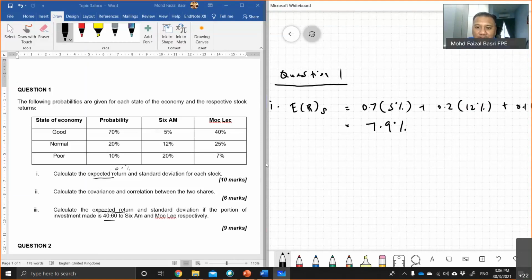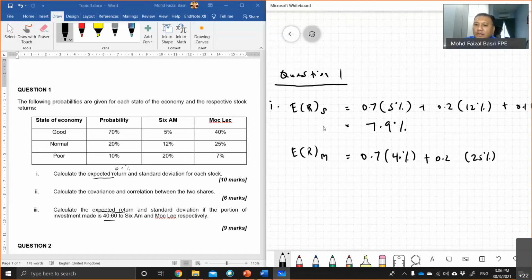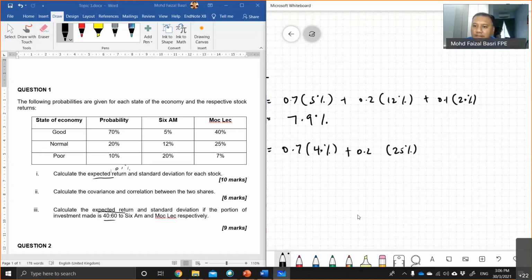Next, we calculate ER, expected return, for M. Similarly, we have similar probability, 0.7, but with different returns. So 0.7 with 40%, 0.2 with 25%, and 10% with 7% return.